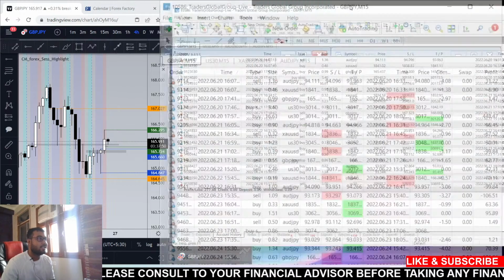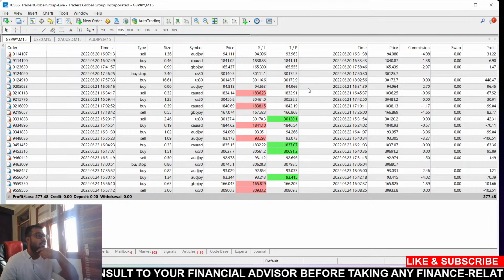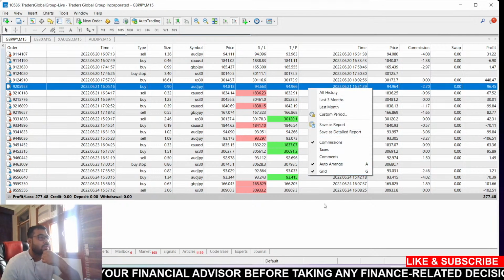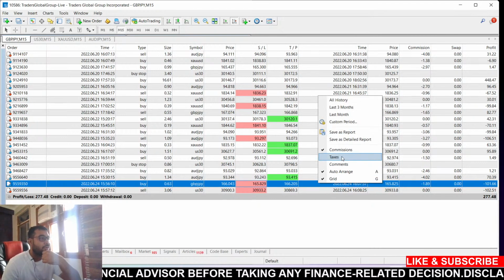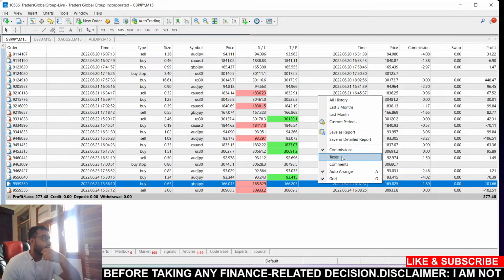If someone is asking, let me just check how I can see how much you are. Is there any way to count the pips? I don't know how to count the pips. Percentage loss versus percentage win.